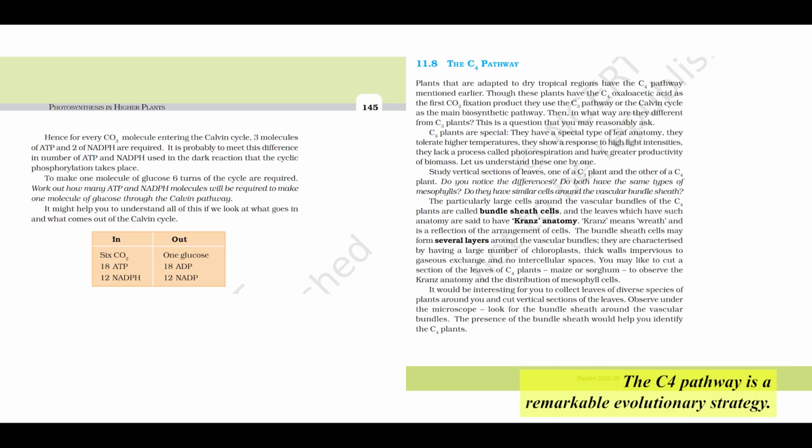The C4 pathway is a remarkable evolutionary strategy, primarily seen in plants adapted to hot, dry, sunny conditions. Think dry, tropical regions. Common examples include maize, corn, sugarcane, sorghum, and many tropical grasses. You're spot on that while their initial CO2 fixation product is a 4-carbon acid, typically oxaloacetic acid, or OAA, they do in fact still utilize the C3 pathway, the Calvin cycle, as their main biosynthetic route for synthesizing sugars.